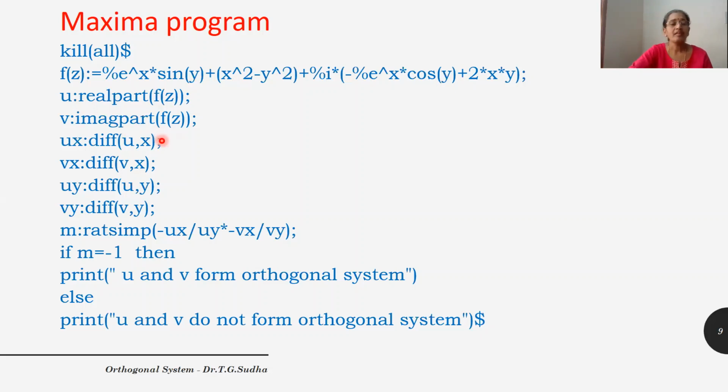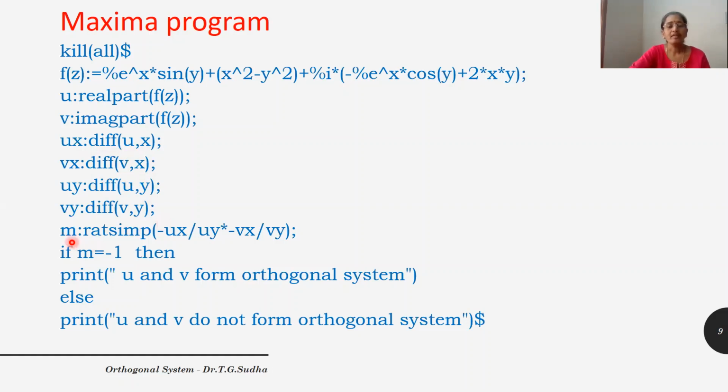We need the partial derivatives of u with respect to x and y and v with respect to x and y. So here we are using the diff command. diff of u comma x returns the derivative of u with respect to x, and diff of v comma x returns the derivative of v with respect to x. And diff of u comma y returns the derivative of u with respect to y. And similarly, diff of v comma y returns the derivative of v with respect to y.